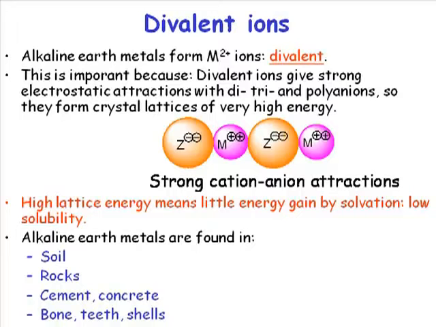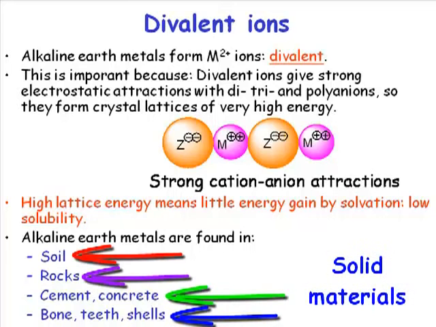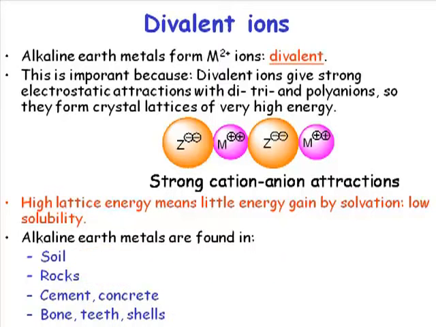So what are the consequences of that? Well, the consequence is that we find these things occurring in what we would recognise as being solid materials. So we don't see them so much in seawater like we'd expect to see the alkali metals, or as the ions in our blood plasma. We see them in solid type materials.